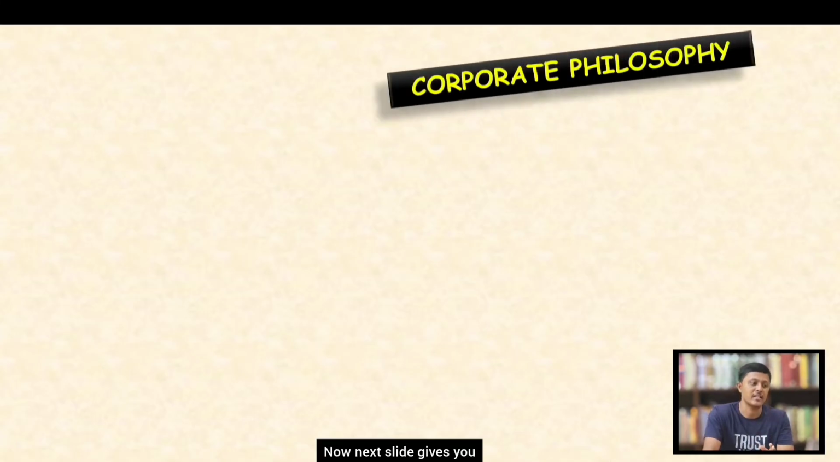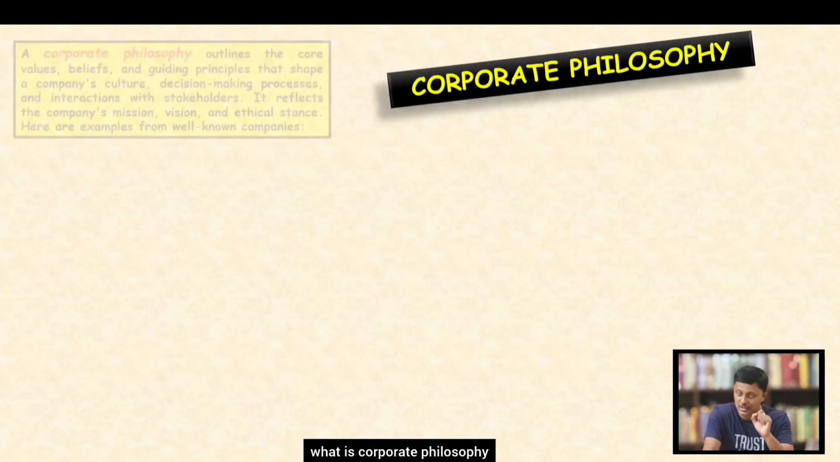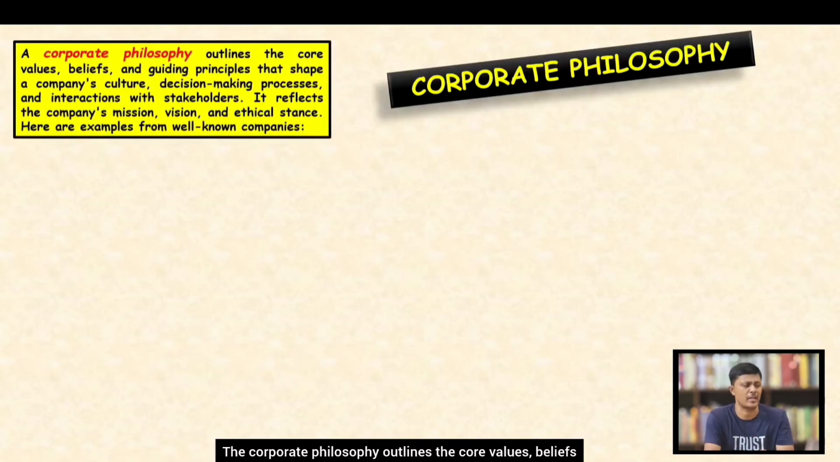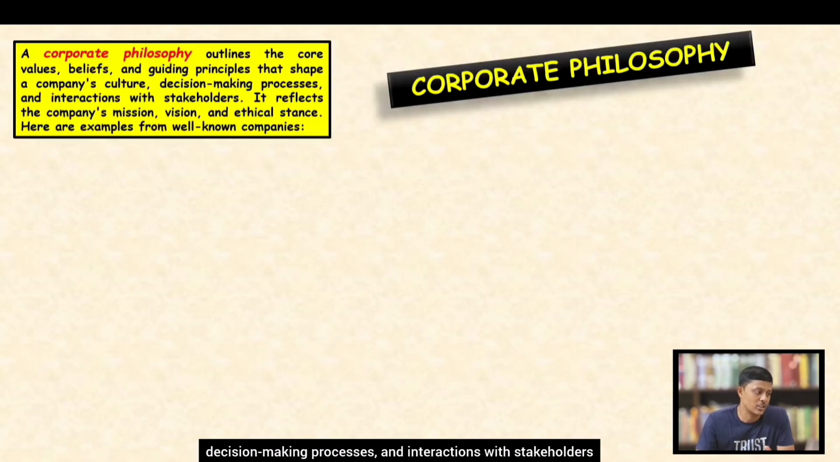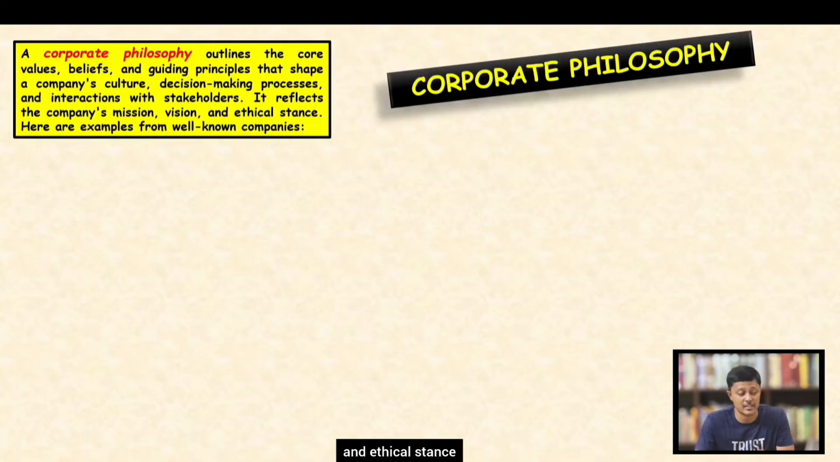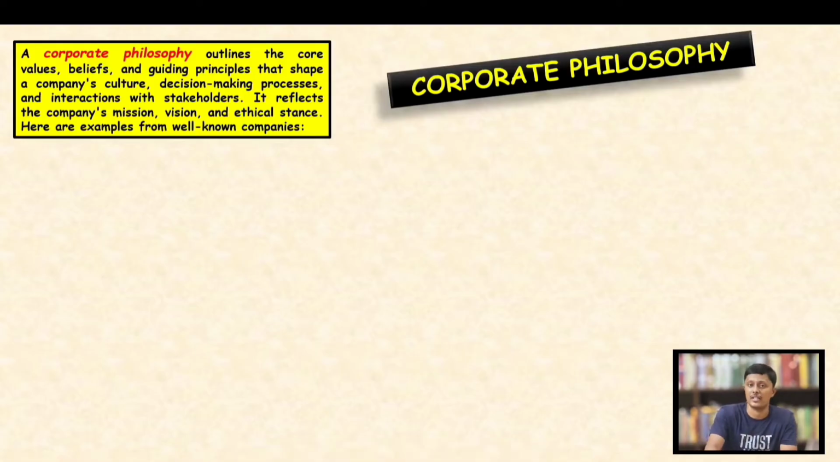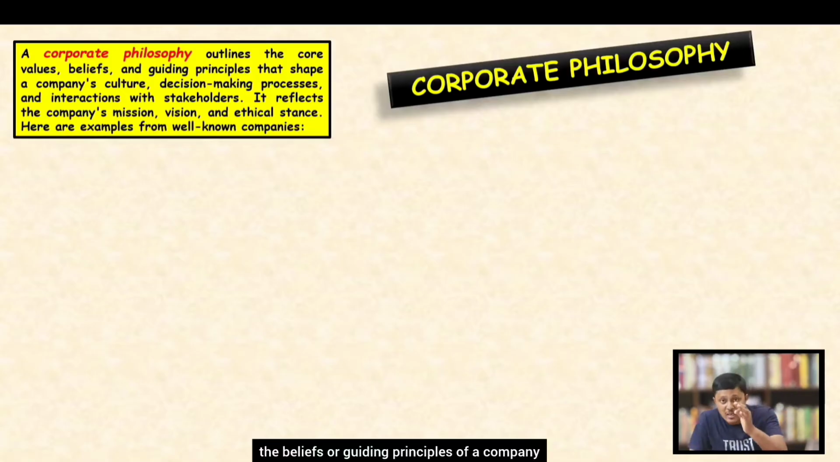Now, the next slide gives you what is corporate philosophy. As I promised you, we need to understand this corporate philosophy in a larger way. So in this slide, we are going to understand what is corporate philosophy. The corporate philosophy outlines the core values, beliefs, and guiding principles that shape a company's culture, decision making processes, and interactions with stakeholders. It reflects the company's mission, vision, and ethical stance. Here are examples from well known companies. So, what is a corporate philosophy? It is the core values, the beliefs, or guiding principles of a company.